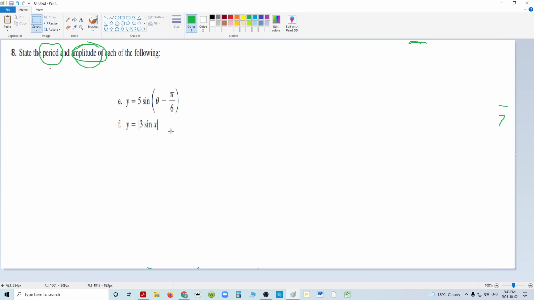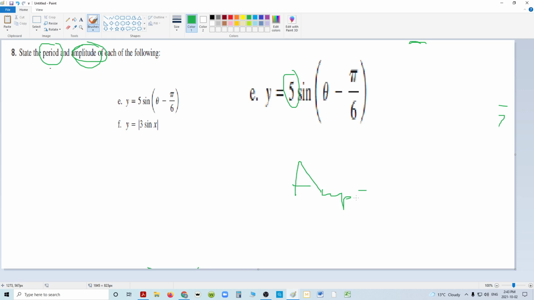What about this? This is a bit of an odd one because they've actually given a translation, not a period change. The amplitude here has been multiplied up front by 5. So my new amplitude is 5. But the period hasn't changed. There's no multiplier in front of here. That's got nothing in front of it. It's just been shifted to the right by pi over 6.